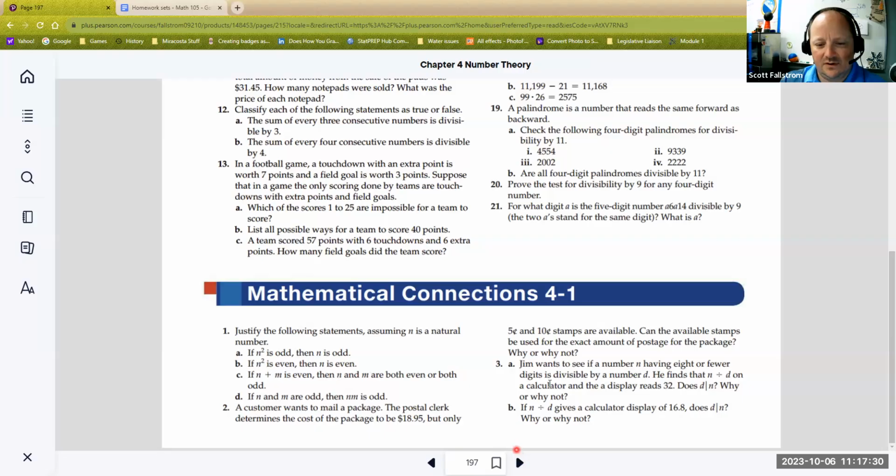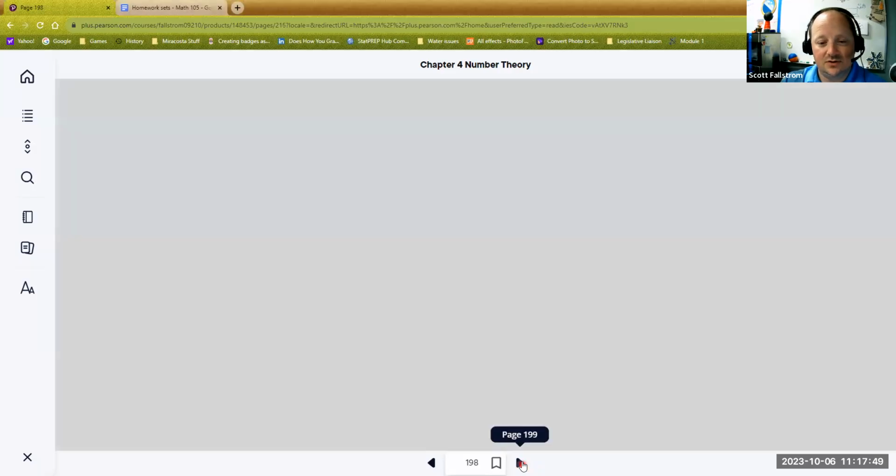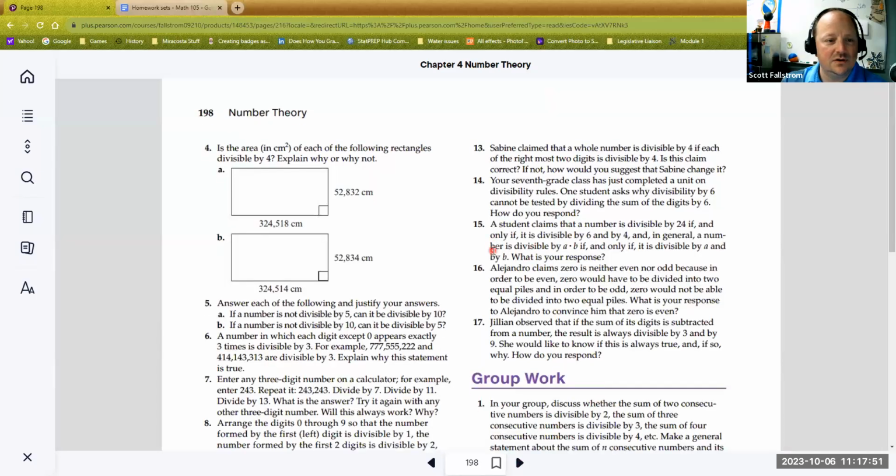What else do I have here? Jim wants to see if a number is divisible by this. He divides it on his calculator, gets this. Does it divide evenly? Why or why not? So explanation, do you understand that? Then if you divide and the calculator displays 16.8, does it divide? Why or why not? So again, a definition piece, good question to talk about the definitions.